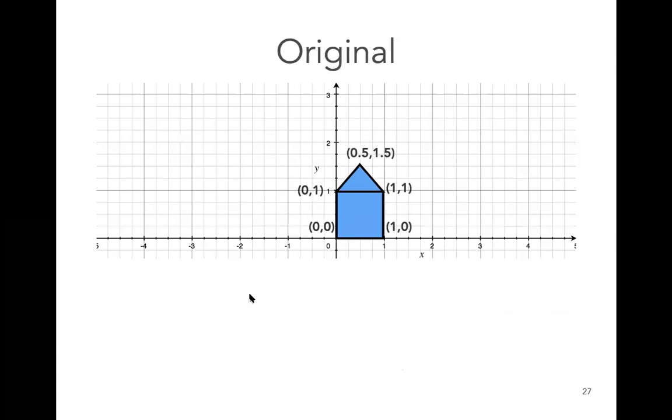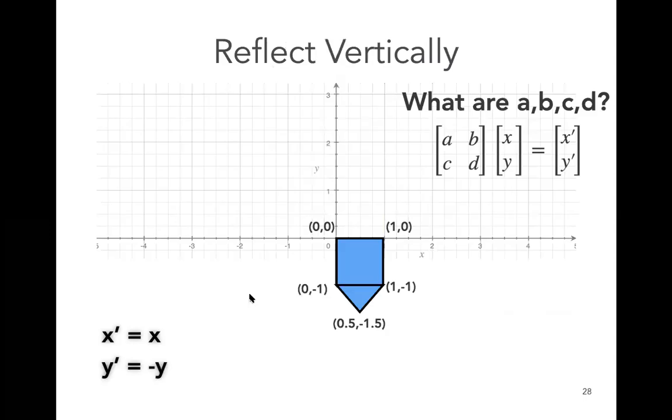And so the next one, let's look at reflecting vertically. So in this case, what are A, B, C, and D? When we do a vertical reflection, it's very similar, just like with horizontal reflection. It's scaling in y. It's a -1 for the y scale and a 1 for the x scale, and that's going to reflect vertically.